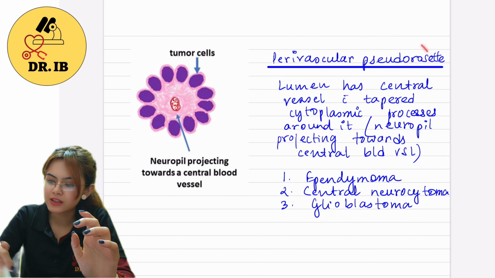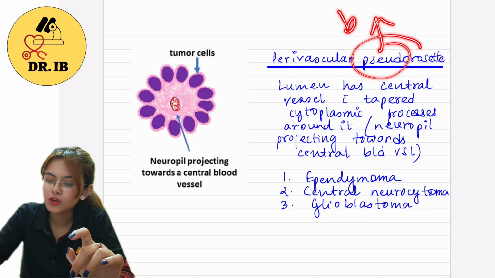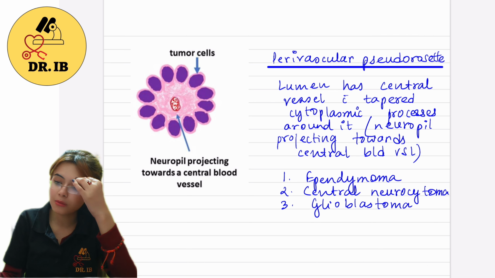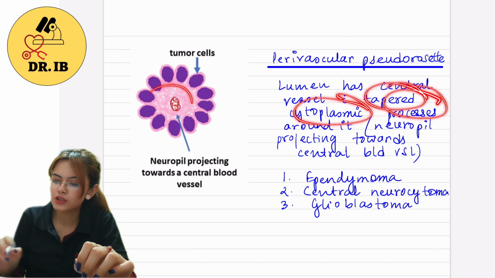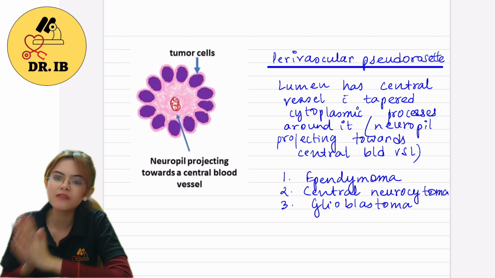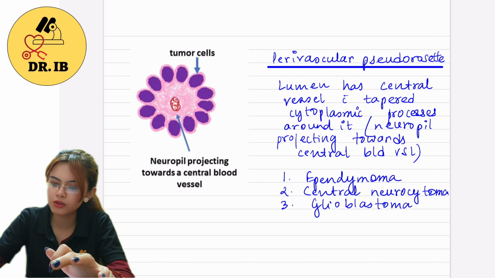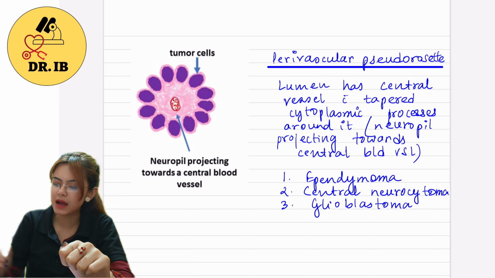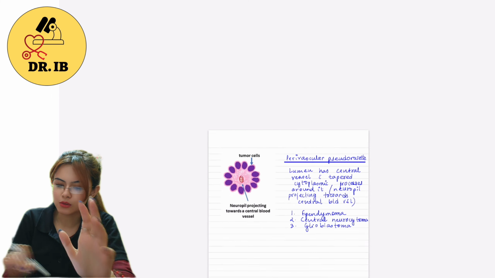Next one is the perivascular pseudo rosette. So this is going to be pseudo. What I said about the pseudo, what will you have? You will be having blood vessels. As you can see in the image very clearly, there is a central blood vessel with tapered cytoplasmic processes around it. So there is neuropil surrounding it. Neuropil is present, but you have a blood vessel, and once you have a blood vessel, it becomes a pseudo rosette. So perivascular pseudo rosette. Perivascular means around a blood vessel. Okay, so here the meaning of the name also becomes clear. What are the examples? You have ependymoma, central neurocytoma, and glioblastoma.